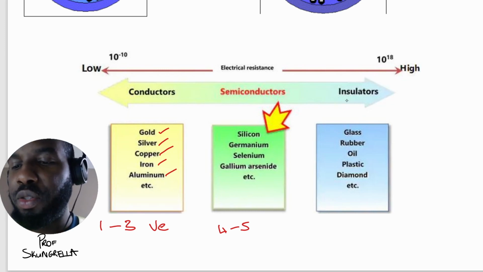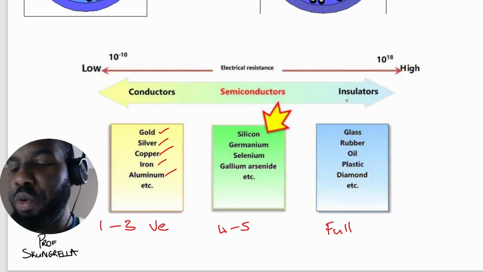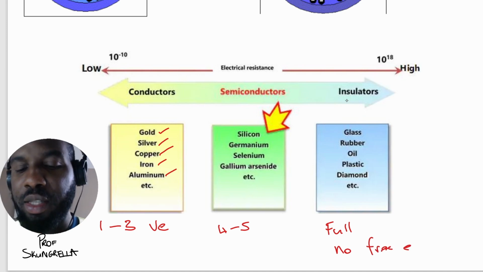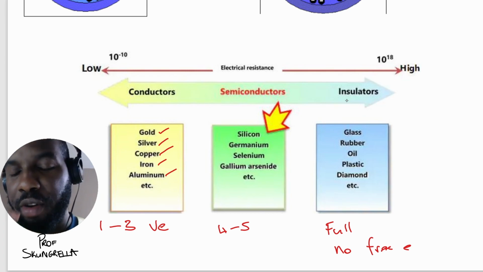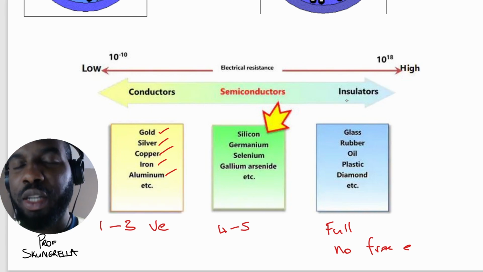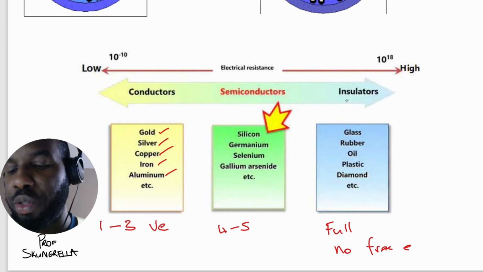And of course, insulators, their valence shell is almost full. As a result, it takes a large amount of energy for an electron to become a free electron. And so we have very few free electrons, or no free electrons. With these ones, the conductors, a very small amount of energy is required for the electrons to become free electrons. Whereas with the semiconductors, it would take more energy for electrons to become free electrons.